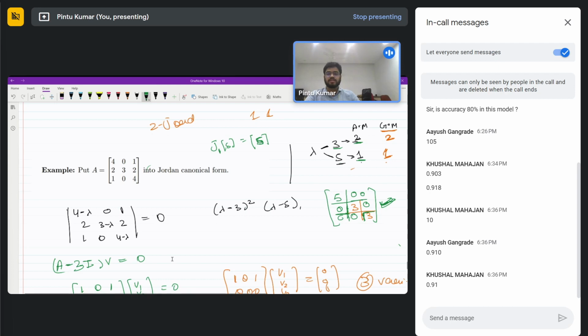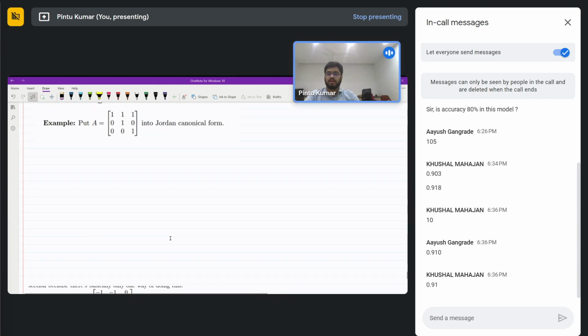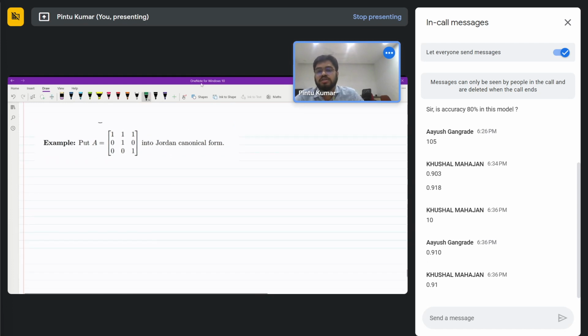Let's quickly get to the next example, and then I'll ask you if you have any doubts with respect to this. This is easy to calculate its eigenvalues because this is an upper triangular matrix. So its eigenvalues are nothing but the diagonal entries, right? So the eigenvalues are 1, 1, 1. So for lambda equal to 1, the algebraic multiplicity is 3, and we need to find the geometric multiplicity.